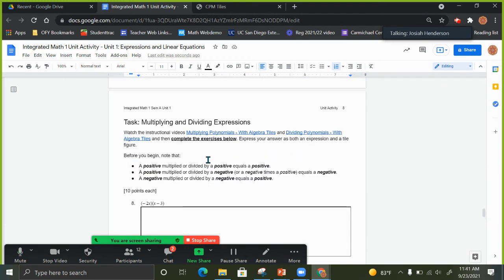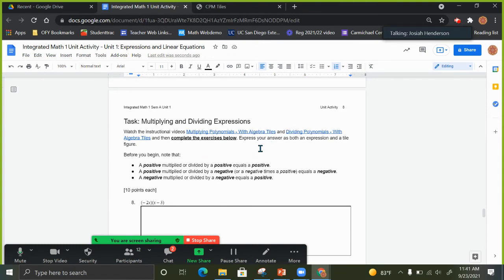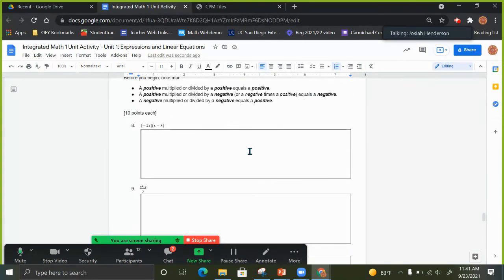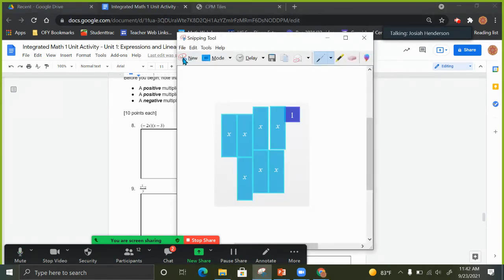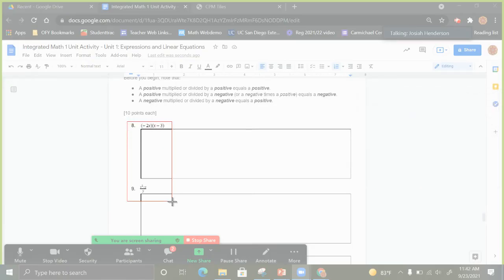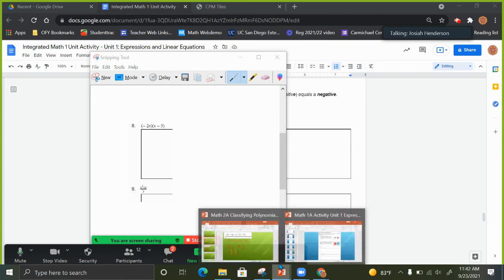Now, in this worksheet, they try to teach us a really complicated way to do multiplication and division with algebra tiles. For me, I thought we would not do that. If you want to try it on your own, go for it, but I wasn't going to make the whole class do it. I want to do number 8 and 9 with you, and then we will just put our answers in. Copy these guys over to my drawing pad.